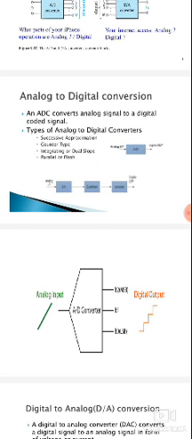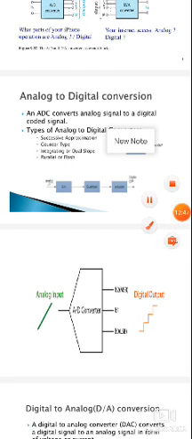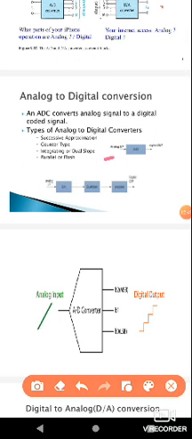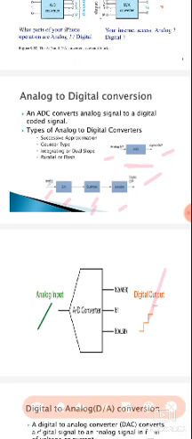So here we give the analog input to the A to D converter, also called ADC, analog to digital converter, and then we get the digital output: analog input, A to D, and digital output. It can also be built with the analog input followed by a sample and hold circuit, quantizer, and encoder, and then we get the digital output. The main blocks are the sample and hold circuit, quantizer, and encoder. This is also an A to D.